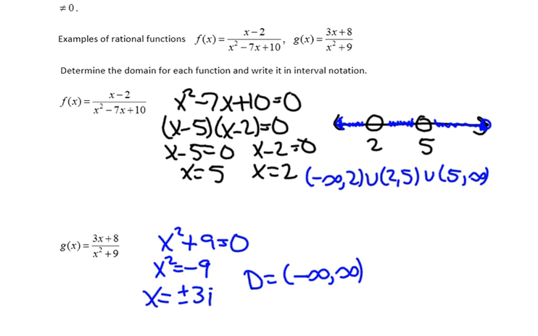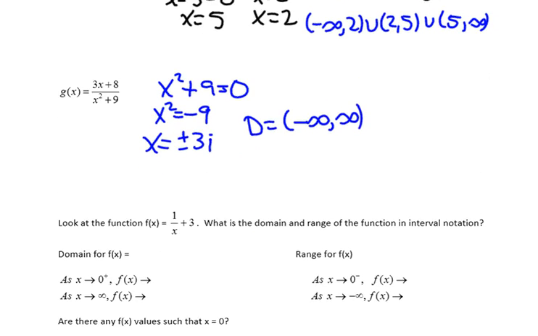Another way you can look at that is we know that you take any number and square it, it's either going to be 0 or it's going to be positive. And when I add that to 9, the denominator will never be 0. So we know the domain in this case is all real numbers. Just because I have variables in the denominator does not necessarily mean I'm going to have domain restrictions.